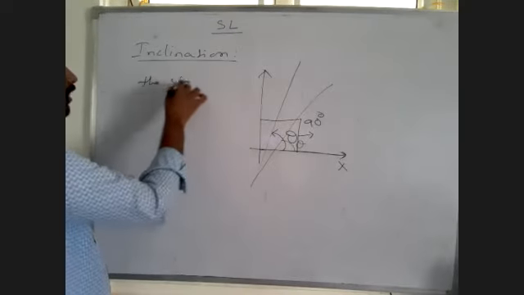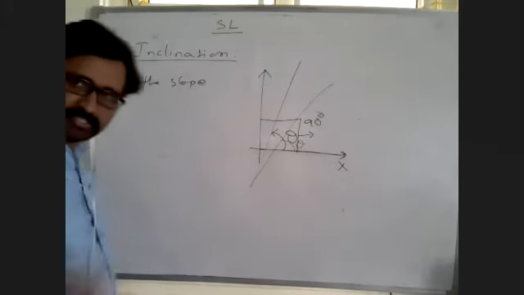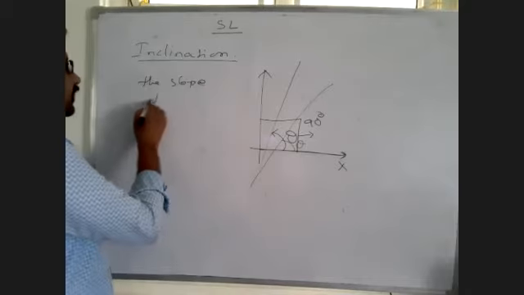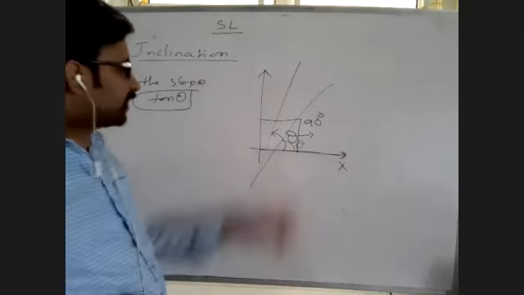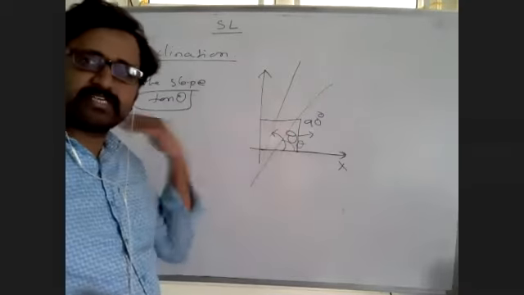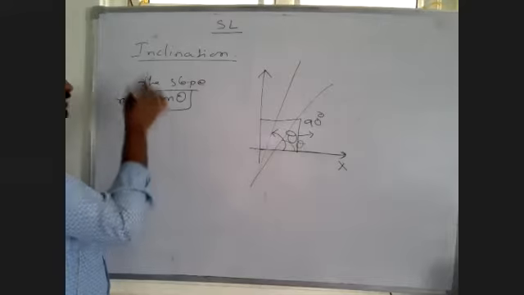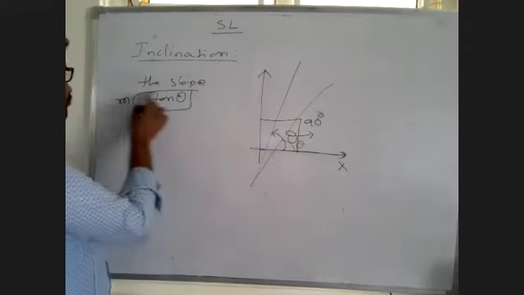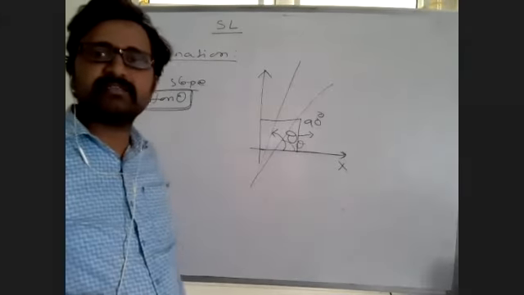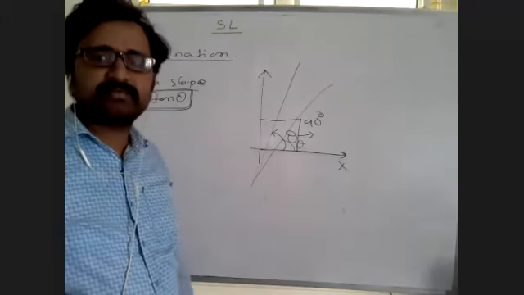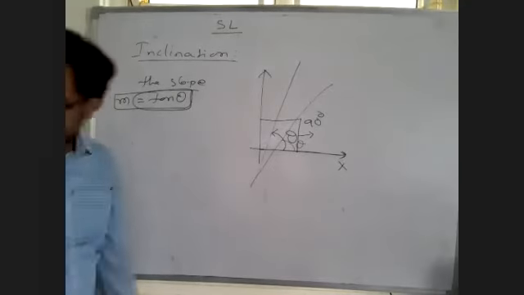Now the slope of a non-vertical line: if the inclination is theta, then the slope is tan theta, denoted by m. So m equals tan theta. This is the first formula to find the slope. When we know the inclination, when we know the angle, this is the formula to find the slope.